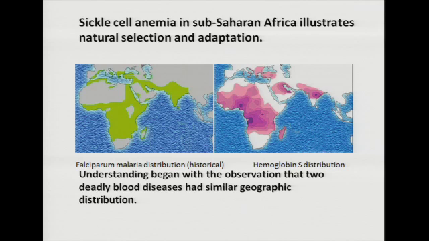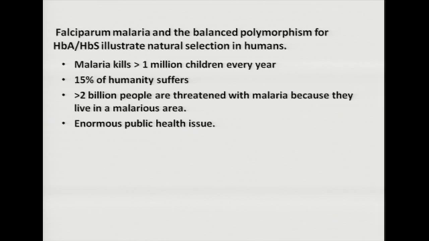So a very early hypothesis from the 1940s is that somehow hemoglobin S, the form of hemoglobin that one has if one inherits an abnormal hemoglobin, protects against falciparum malaria. Now, falciparum malaria and what's called a balanced polymorphism. A balanced polymorphism occurs when we have two alternate forms of a gene that are maintained in the population by natural selection. Now, falciparum malaria, we're all familiar with as a public health problem, right?